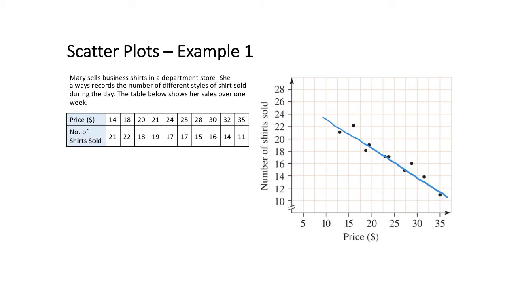Now, because this is being done by eye and we're not using any formula to determine what that line of best fit is going to be, the line of best fit for the same scatter plot, with the line being drawn by different people, will be slightly different. There is no one correct answer, but they should all be fairly similar and should all have points above and below the line.